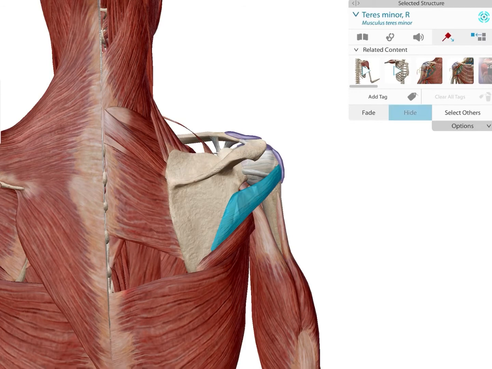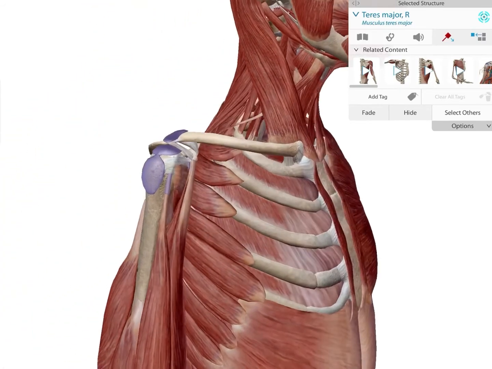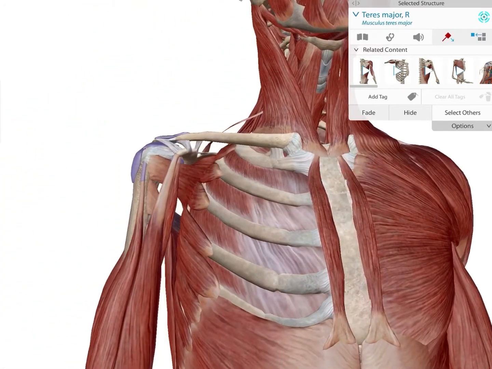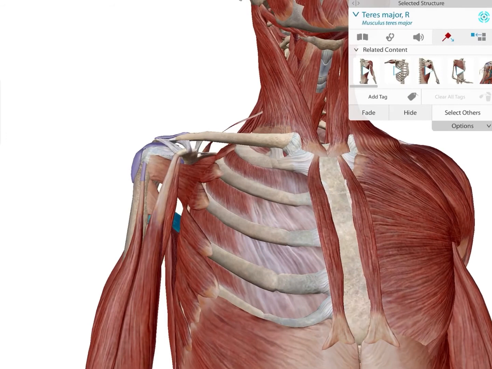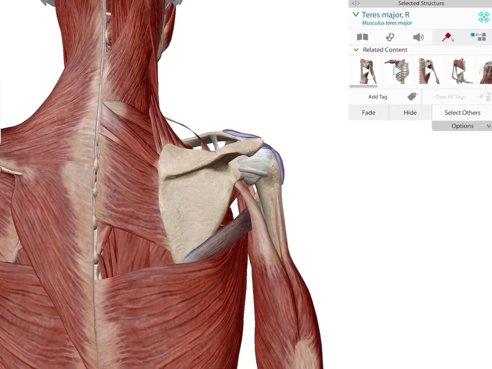Great. Next is the teres major, which comes from the lower aspect of the scapula. But look at its beautiful course. It is not going posteriorly. It is going anteriorly to be inserted on the medial lip of the intertubercular sulcus. Okay? So, it is going to contribute to medial rotation. The previous two contributed to lateral rotation, but this one is contributing to medial rotation of the humerus. Okay?